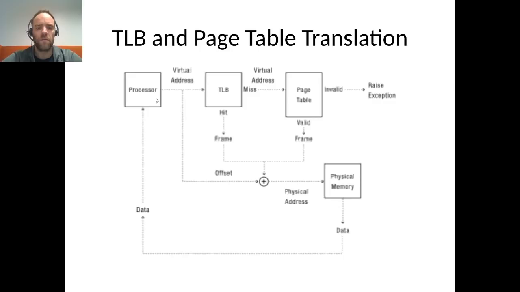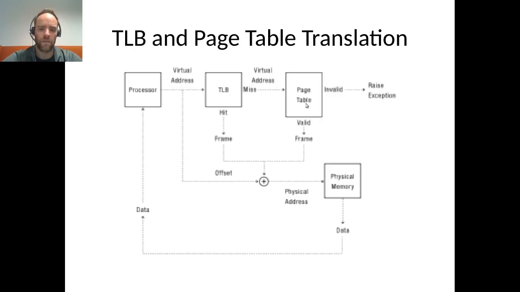That will be implemented something like this. So we have the processor giving virtual addresses. This will be sent to the TLB, the virtual address. The offset will be sent as we normally do. So the offset will be copied directly, and we will wait for either a TLB hit or a page table lookup in the case of a miss.